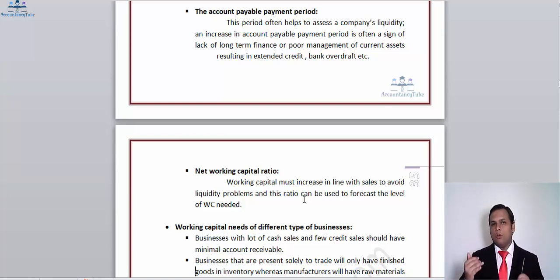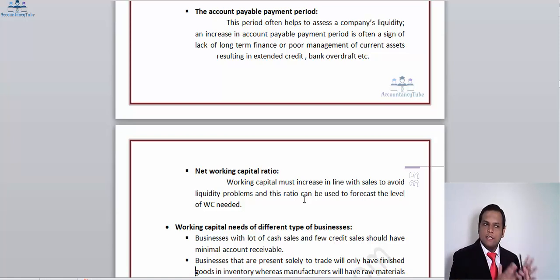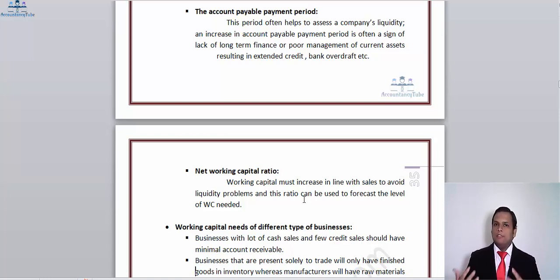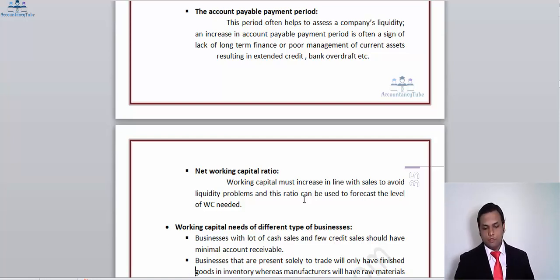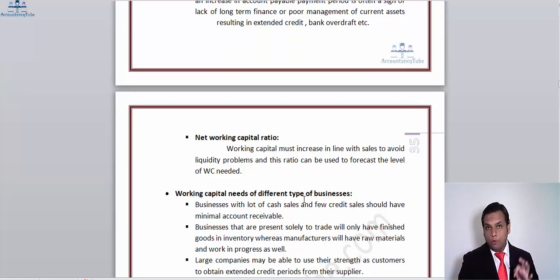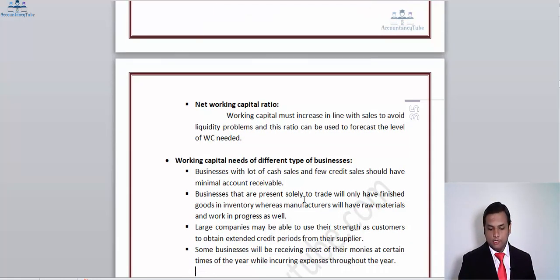Now, what this ratio should show is that it should increase in parallel with the increase in sales. This is almost the same percentage, more or less, but not with a significant deviation. What it does is fund the extra requirement of funds needed to generate those extra sales. Since sales are increasing, it's obvious that more resources need to be utilized and purchased to produce those products or services that need to be sold, and that's why more investment in working capital is needed.